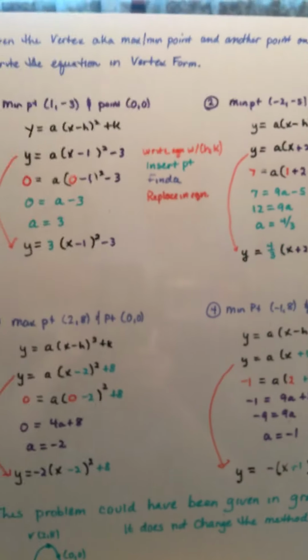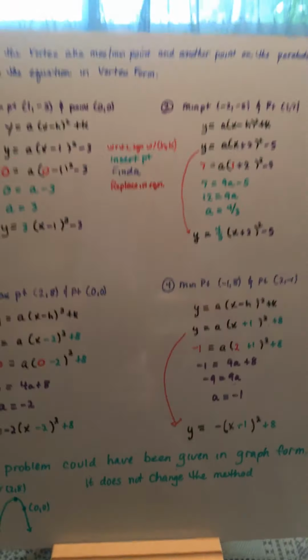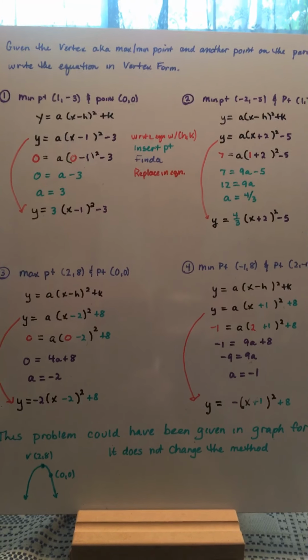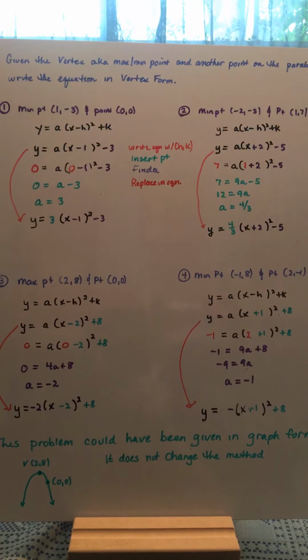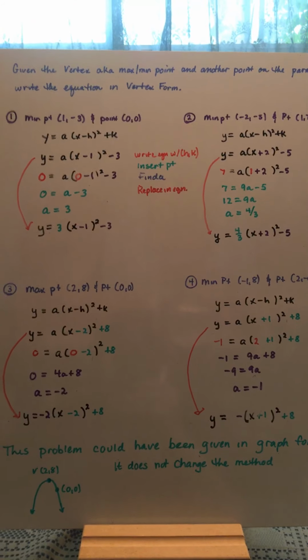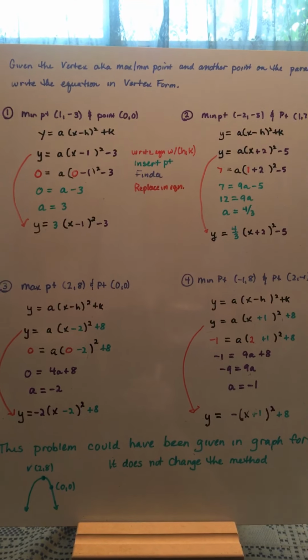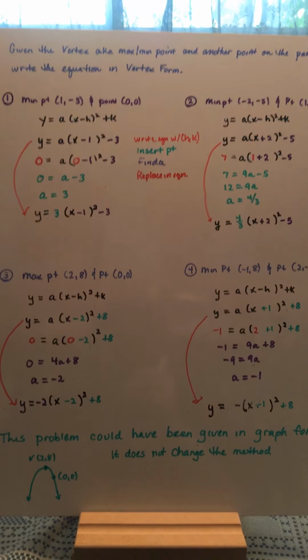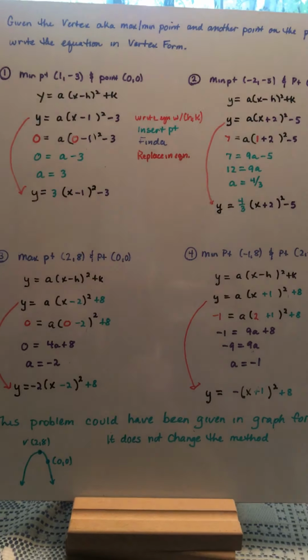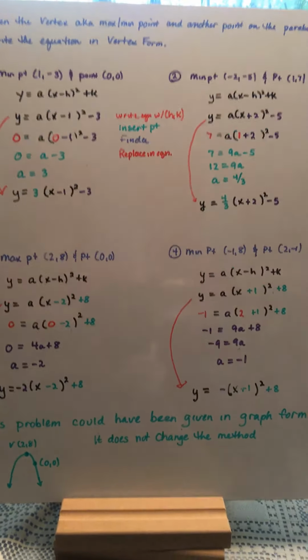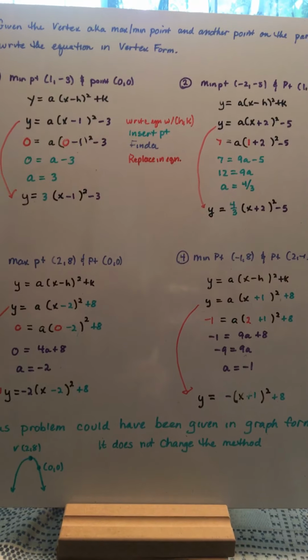Now the last board. Many of you have not done this unless you had me. A lot of books don't do this, but it's important to know it. This is theory. Given the vertex, that is the max or min point, and some other point on your parabola, you need to write the equation in vertex form. And yes, you could square it all out and put it in standard form, but I'm going to stop there. Now, the problem is you don't know A.